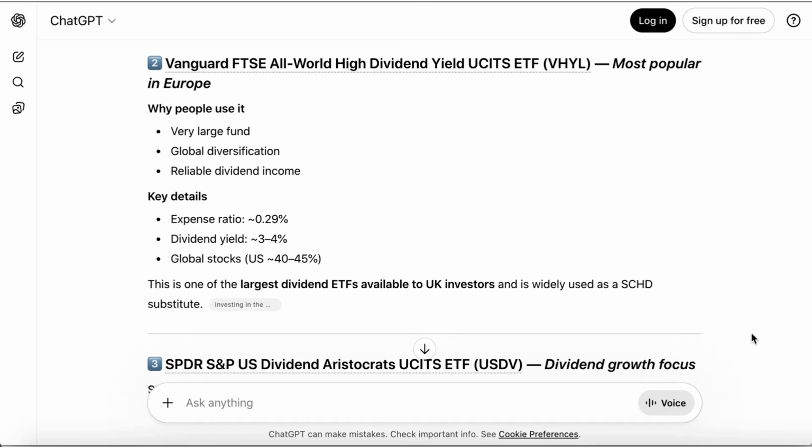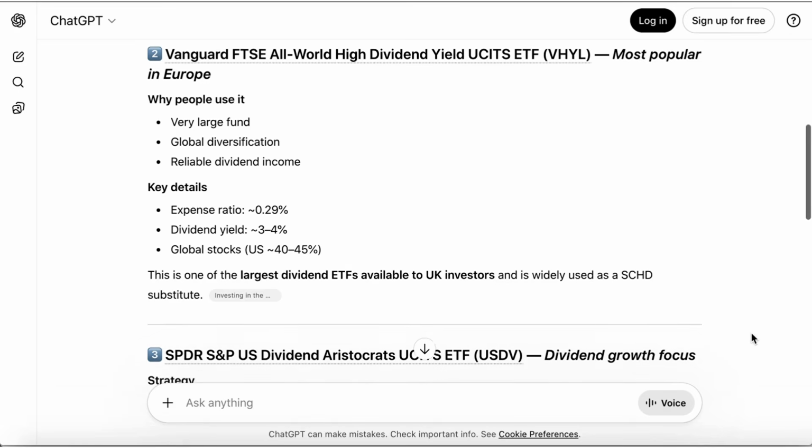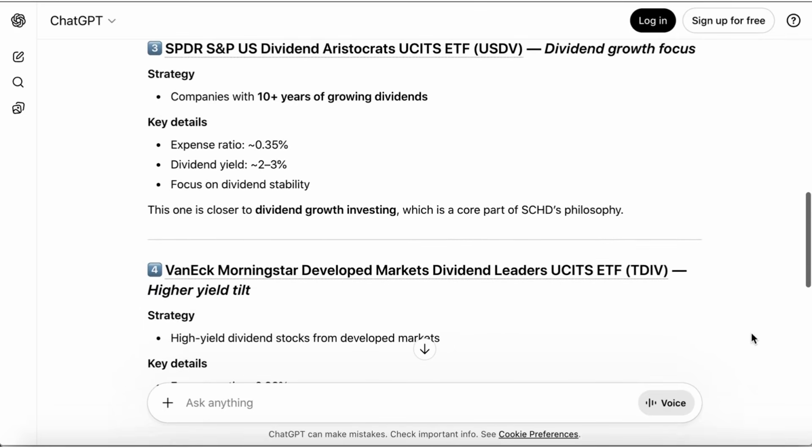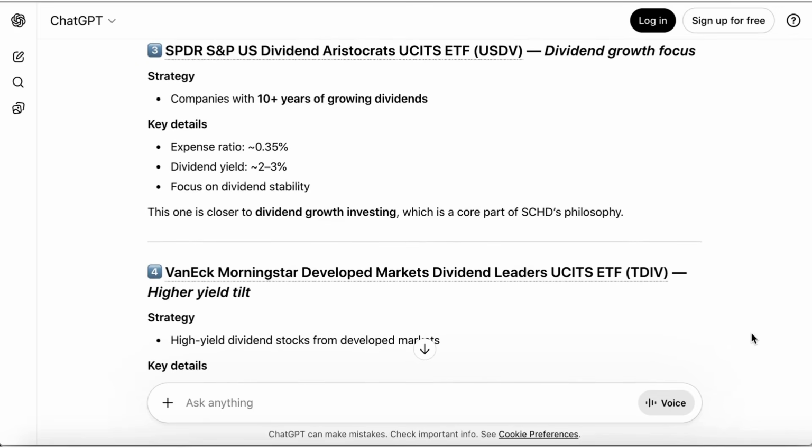Then we have USDV. This one focuses on dividend growth companies, businesses that have increased their dividends for years. So philosophically, it's quite close to SCHD. And finally, we have TDIV. This ETF leans more towards higher yield dividend stocks across developed markets. So again, decent income, but not a perfect match. So overall, ChatGPT gives us 4 main options. But once we apply our criteria, only one stands out as the closest match, and that's FUSD.